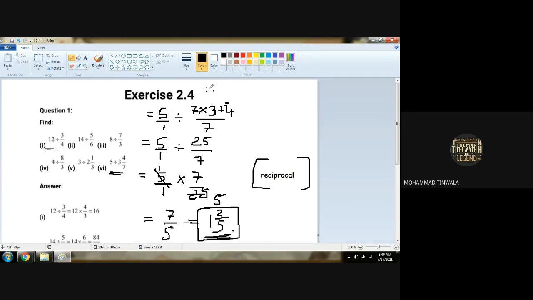What is the question given? Therefore 5 divided by 3 integer 4 upon 7 gives us 1 integer 2 upon 5. You have to write the question this way. At the end, a conclusion should be there, compulsory. Is that clear, boys? Question number 1.